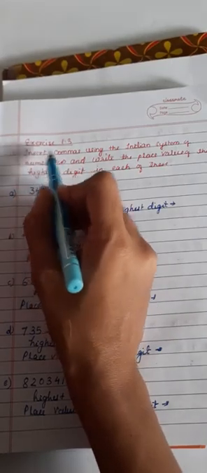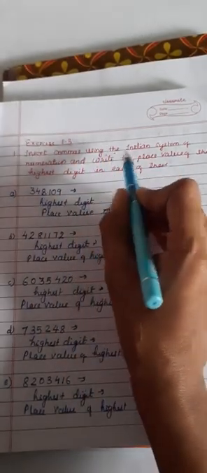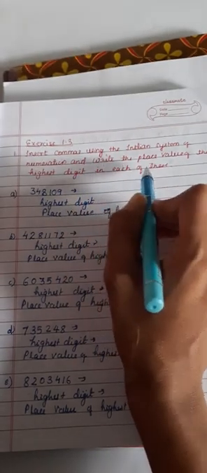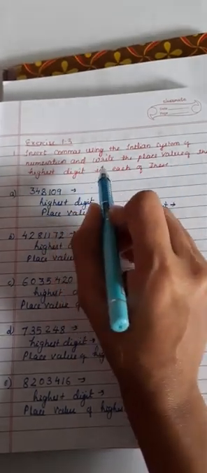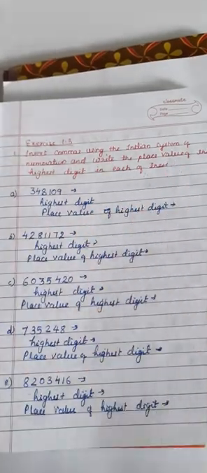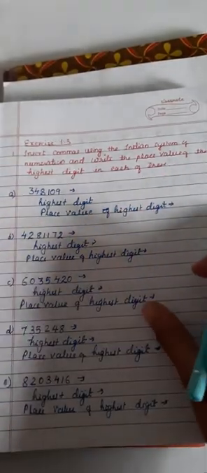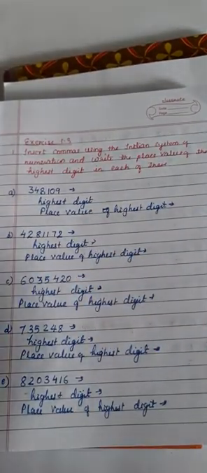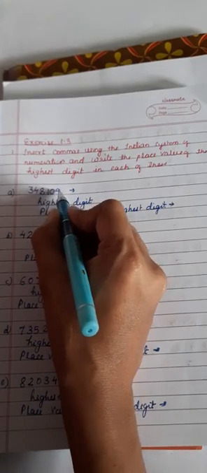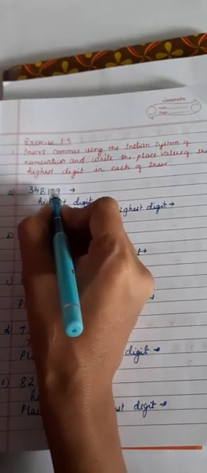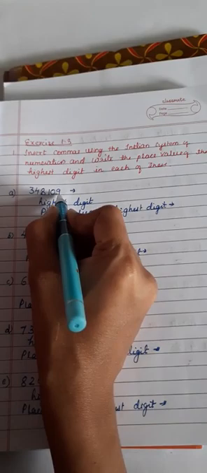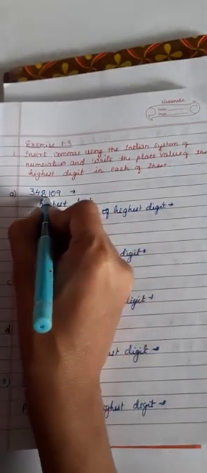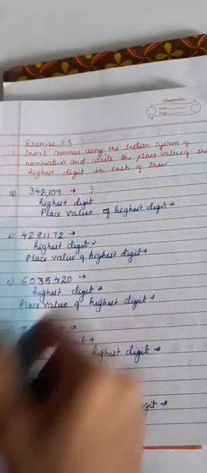Question number 1. Insert commas using Indian system of numeration and write the place value of the highest digit in each of these. In first or second class we learned how to insert commas according to the Indian place value system. In the Indian place value system, we place commas after each period. The first period consists of ones, tens, hundred. So here we are going to insert commas as we write the number.